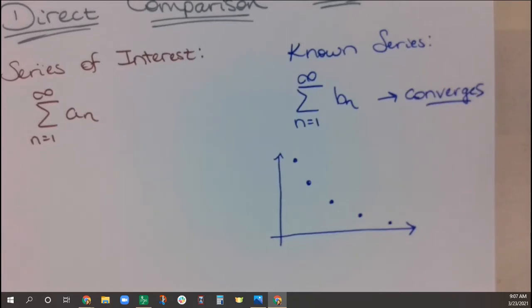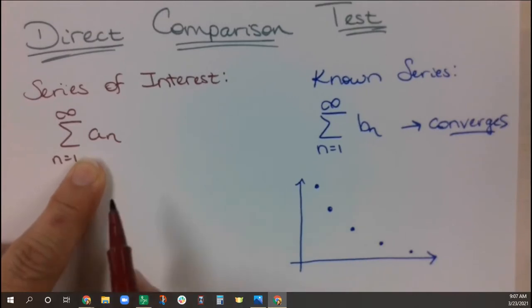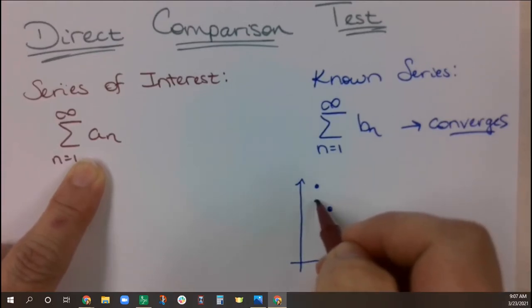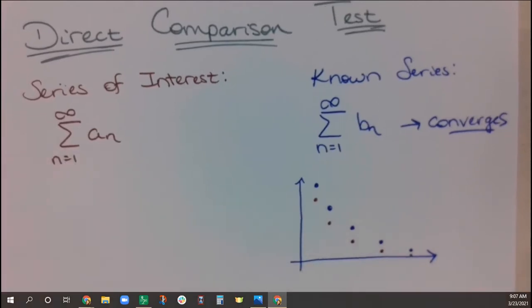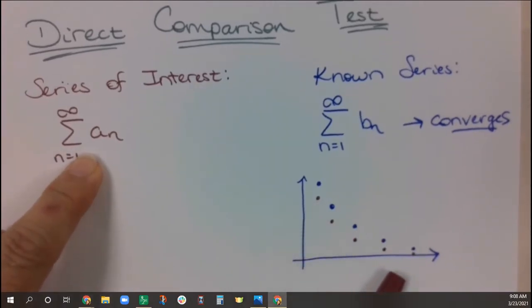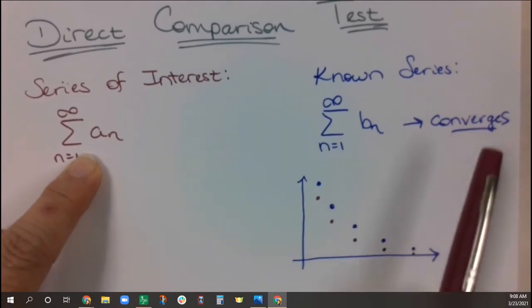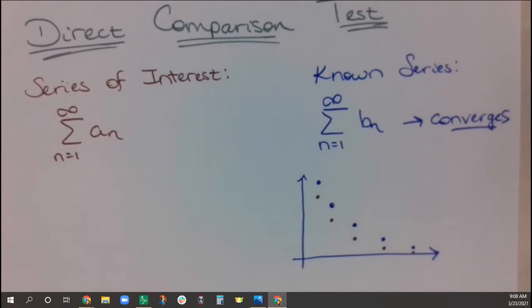Well, let's imagine that my A sub n series, all of these terms happen to be smaller than the terms of the known series. So my A sub n series looks like this. And hopefully the idea here makes sense that if this series is always smaller than the B sub n series, which we know converges, if A sub n is smaller, then it has to converge as well.